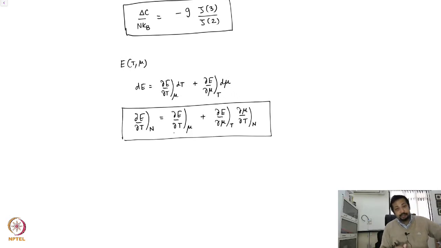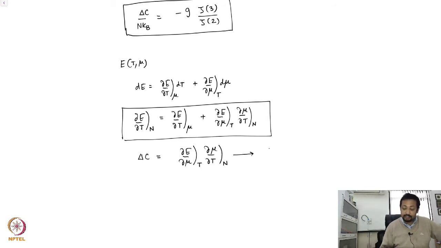Now the first term is going to be the same whether you're approaching from temperatures below Tc, or from temperatures above Tc. Therefore, the difference in specific heat is going to be del E del mu, temperature held constant, times del mu del T, n held constant, and this quantity evaluated at T equal to Tc. Our purpose is to figure out what these things are going to be.